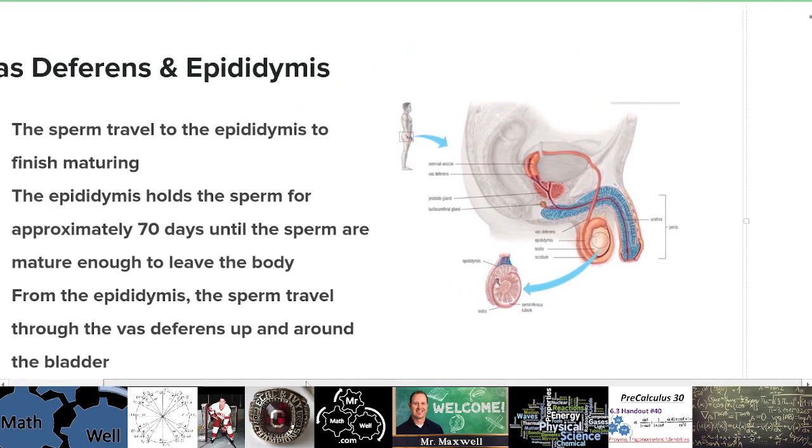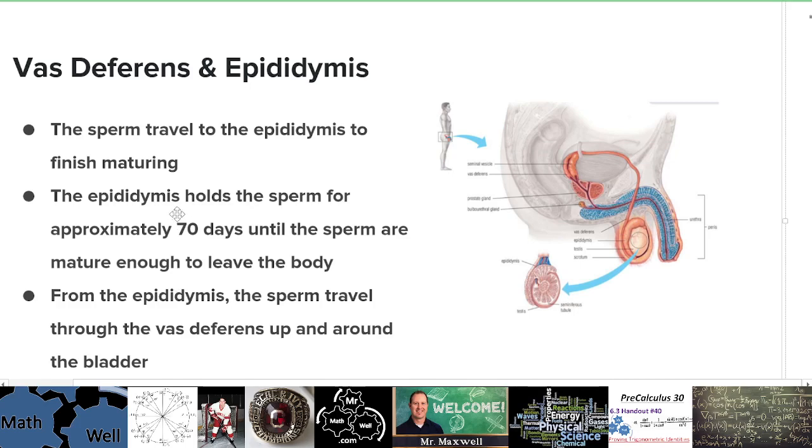Sperm travels to the epididymis to finish maturing. The epididymis holds the sperm for approximately 70 days until the sperm are mature enough to leave the body. Okay. All right, so there is a maturation sort of period where the sperm, which is of course the male gametes, right? There is some maturity that has to happen there, and so that, I didn't realize it was this long, but 70 days until the sperm are mature enough to leave the body.